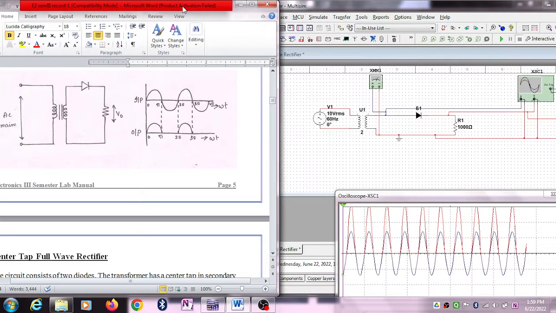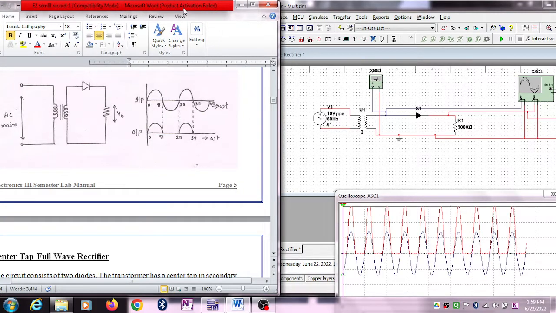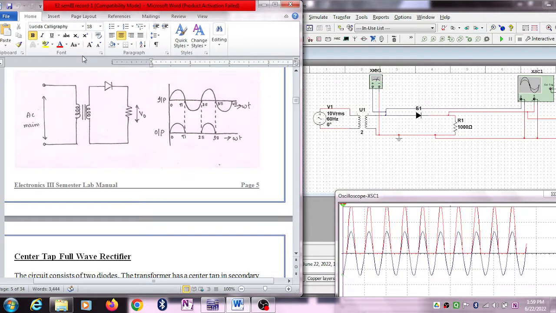Hello. Let us introduce the working of a half-wave rectifier. Let us see how we can construct this circuit using Multisim software. So basically the circuit consists of a diode, a transformer connected to the AC mains, and the output is taken across this load resistor.